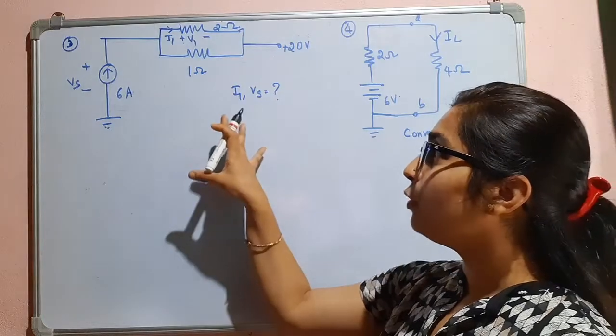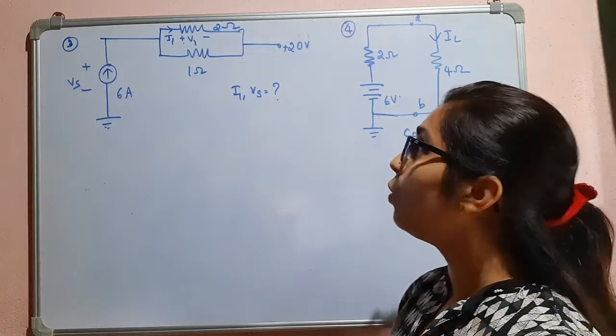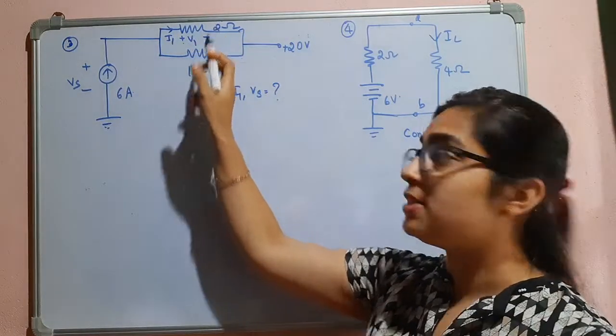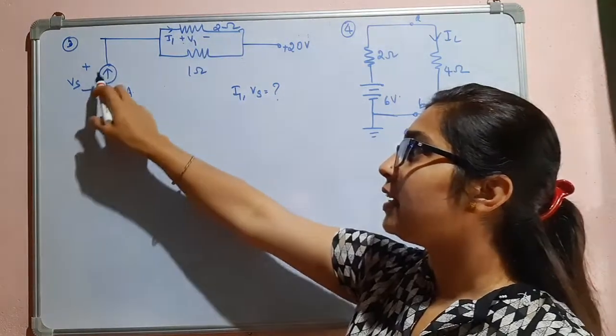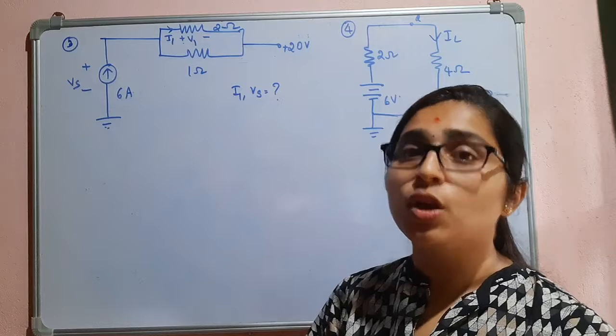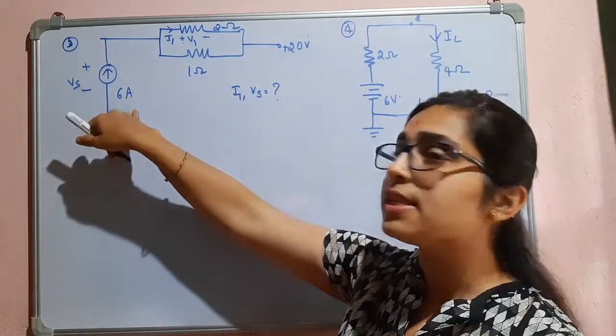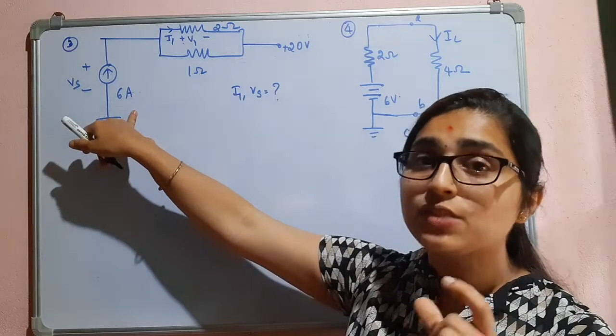In this question, we have to find I1 and Vs. So what is this I1? It is the current which is flowing through this 2 ohm resistor. Vs is nothing but the voltage across this current source. You know that this is an independent current source and it is delivering 6 ampere current. So that value is fixed here.